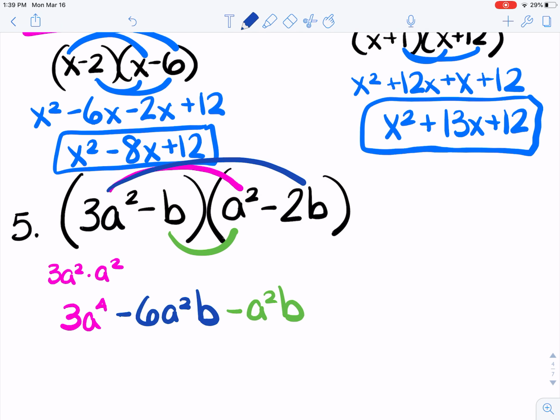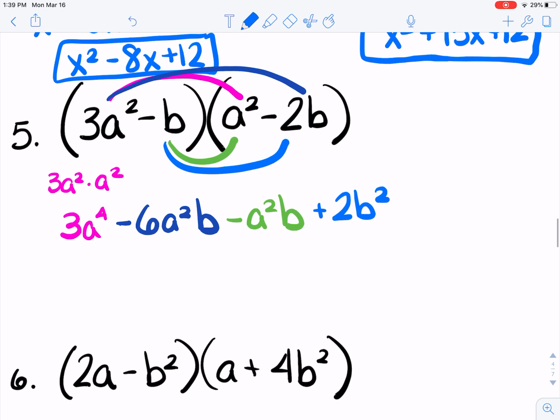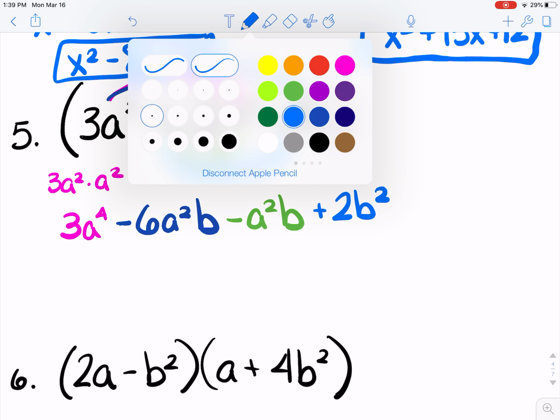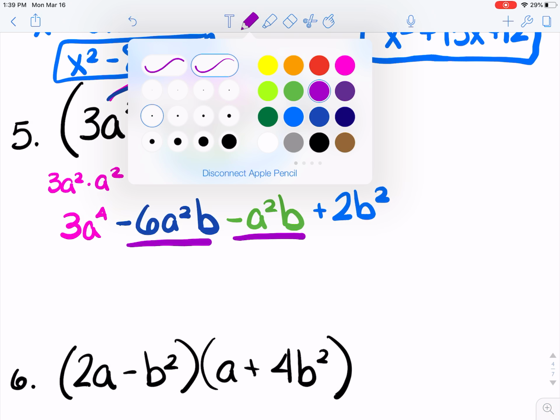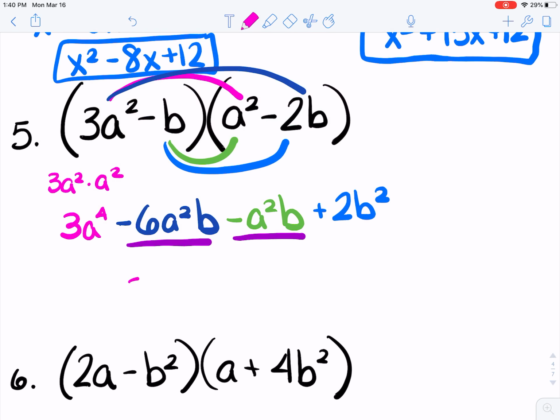And the last one is negative b times negative 2b. You have to pay attention to the signs that are in front of there, because in this circumstance, that last term, that blue term, became positive because you multiplied two negatives together. The last step is you're going to combine your like terms. So your final answer here is 3a to the fourth minus 7a squared b plus 2b squared.